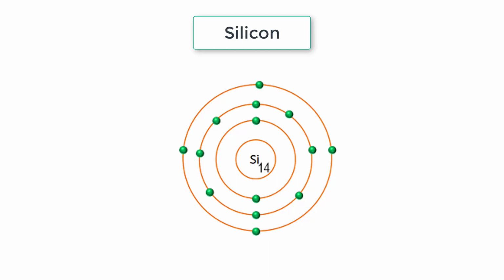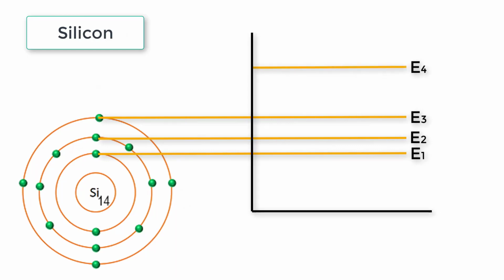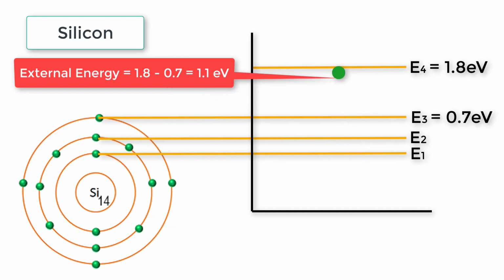The atomic number of silicon is 14, so its 14 electrons are distributed in 3 orbits. Each energy level is associated with a certain amount of energy and is separated from adjacent bands by an energy gap. For an electron to jump from one orbit to the next orbit, external energy equal to the energy difference of the orbits must be supplied. For example, the valence band is shown to have an energy level of 0.7 electron volt. The conduction band is shown to have an energy level of 1.8 electron volt. Thus, for an electron to jump from the valence band to the conduction band, an energy of 1.1 electron volt must be supplied.